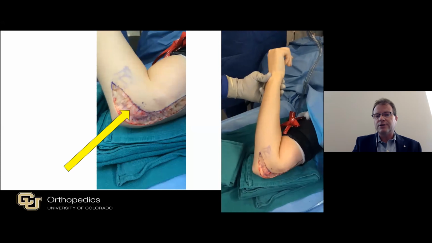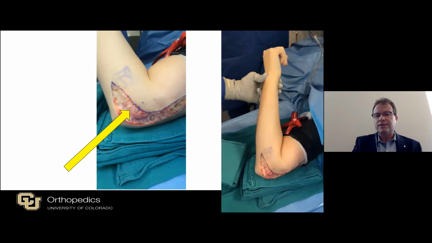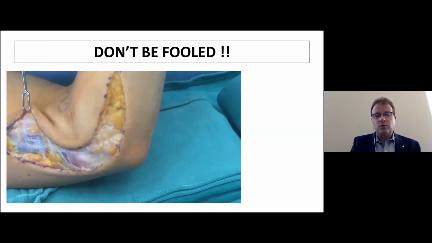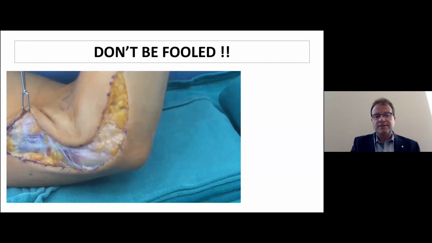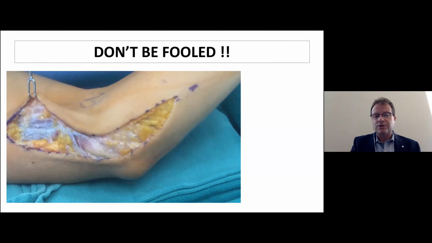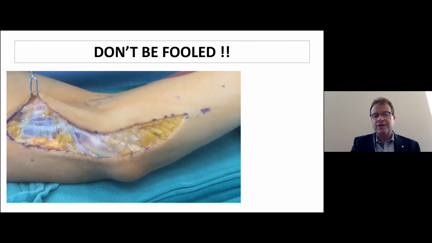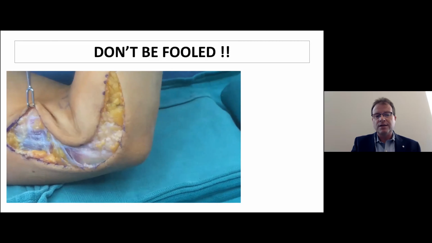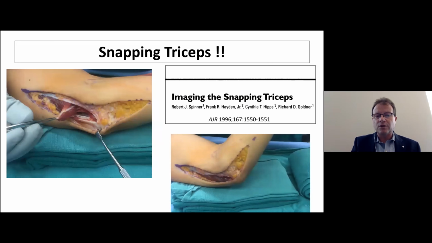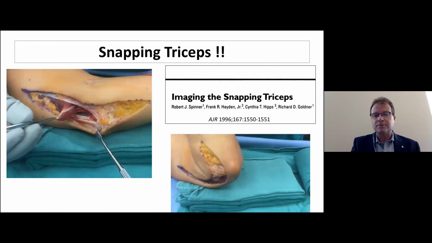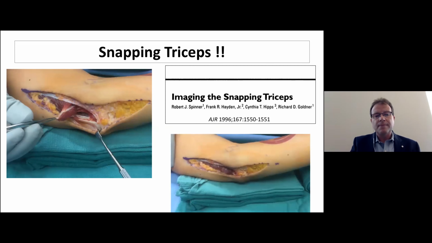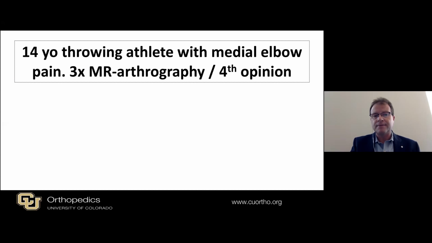You can see the irritation of the ulnar nerve creates this not so happy FCU tendon. Don't be fooled at the ulnar nerve with this snapping triceps. And this is a diagnosis of careful examination for ulnar nerve irritability. And you can see the triceps tendon here subluxing. This is well picked up on ultrasound, as pointed out by Rob Spinner, the Mayo Clinic, and one of my previous partners, Richard Goldner. And this is treated effectively with recession of the triceps and repositioning.